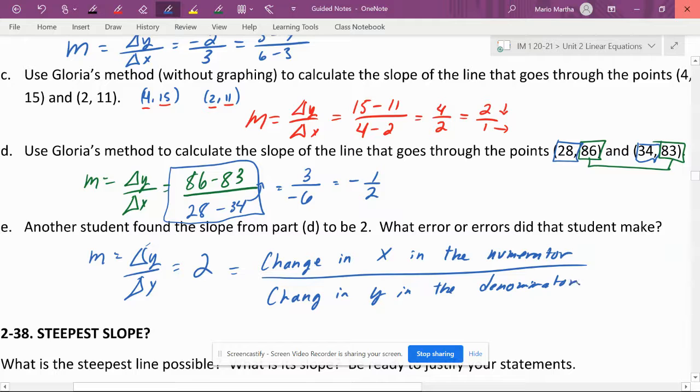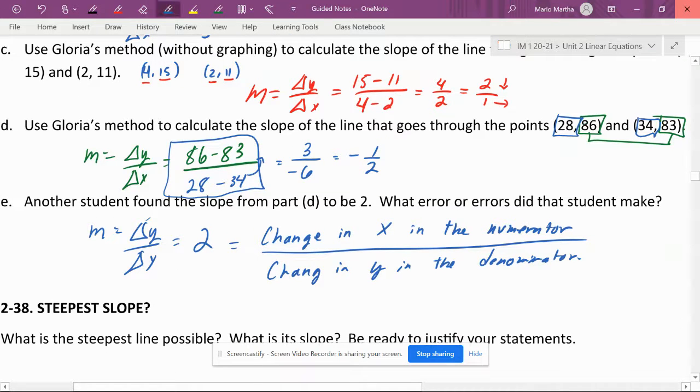And now if you notice, my answer is negative 1/2. So what do you think they did wrong to get positive 2 instead of negative 2?